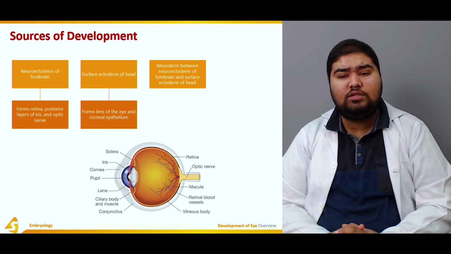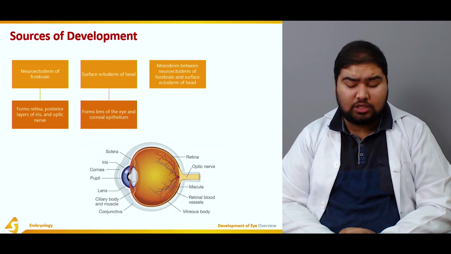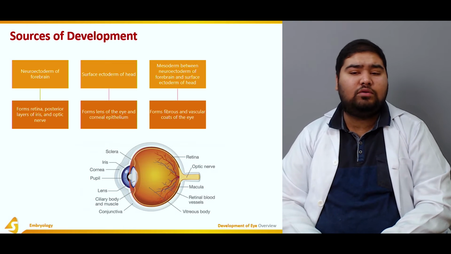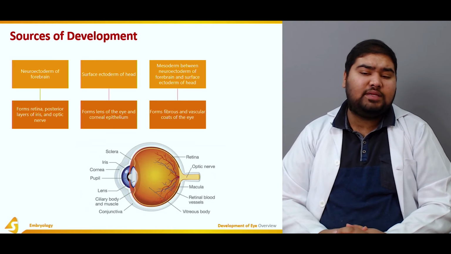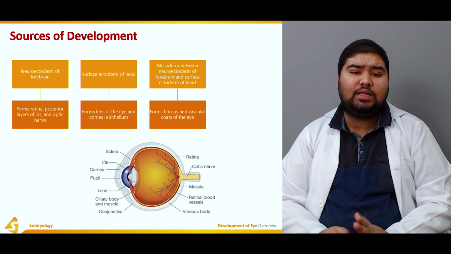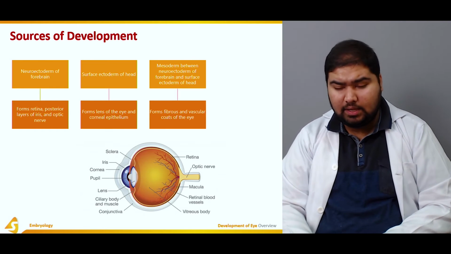Then we have the mesoderm, which lies between the neuroectoderm of the brain and the surface ectoderm of the head. It forms the fibrous and the vascular coats of the eye. So the fibrous and the vascular coats of the eye are formed by the mesoderm, which lies between the neuroectoderm of the forebrain and the surface ectoderm of the head.